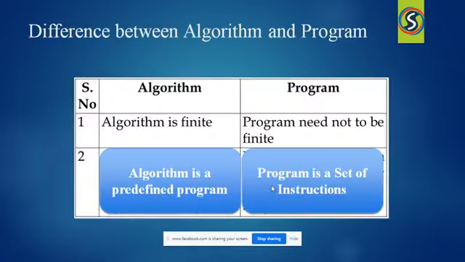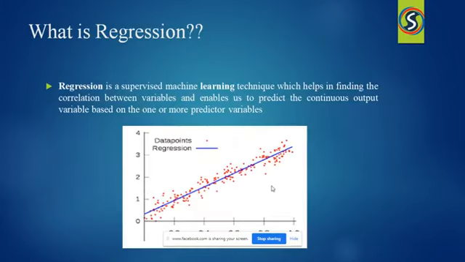Let me explain what an algorithm is and the difference between algorithm and program. An algorithm is a predefined program. It is finite. We write the algorithm and store that in a separate folder. Whenever we want, we just import that and use it. And coming to the program, a program is finite. A program is built with a set of instructions. With those instructions, we write the algorithm. I hope everyone understands the difference between the algorithm and program. Let me move forward and explain linear regression.